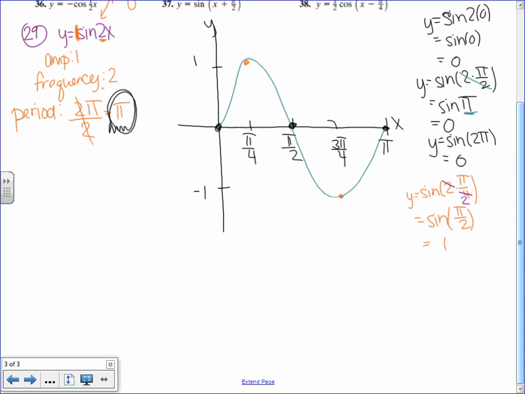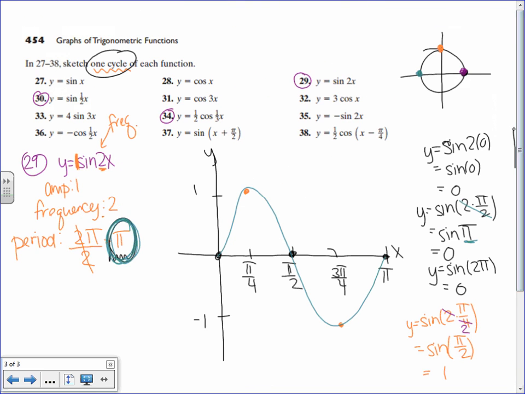By the time I go pi units, so by the time I go a length of pi on my x-axis, I completed 1 cycle of my sine curve. Cool. Now let's do 30.